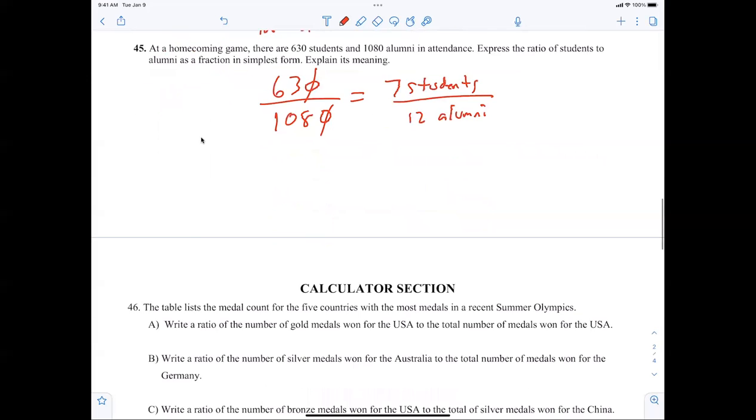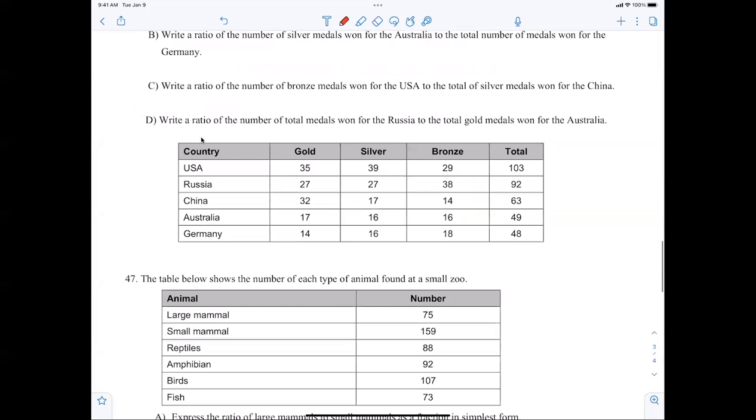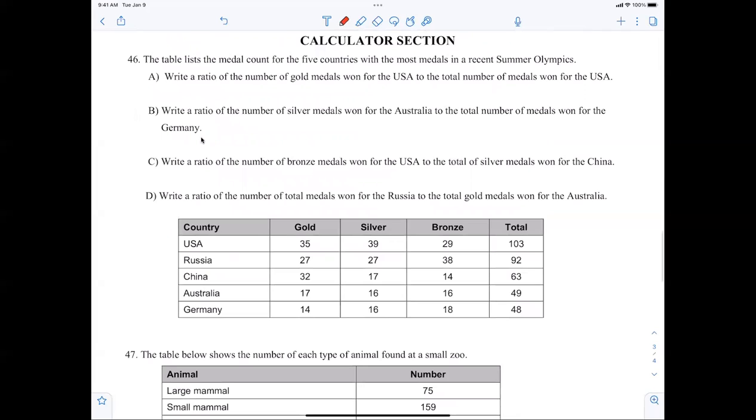All right, now let's flip the page. All right, now this is just reading carefully. These are important though. It says, write a ratio of the number of gold medals won by the USA to the total number of medals won for the USA. So how many golds did they win? 35. How many did they win altogether? Right. So 35 over 103.